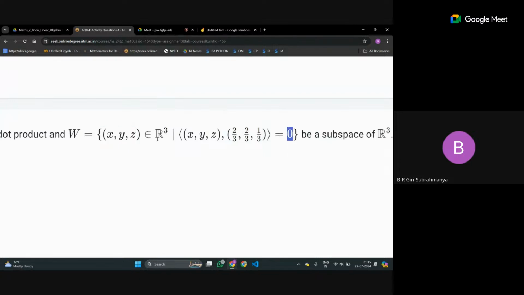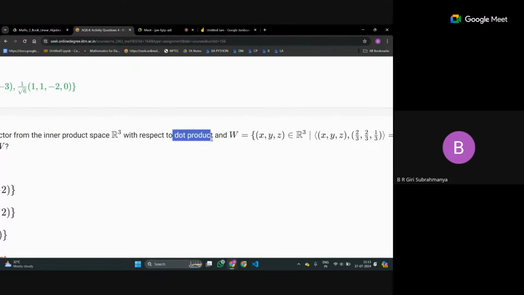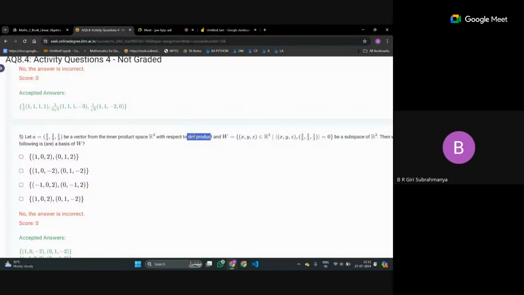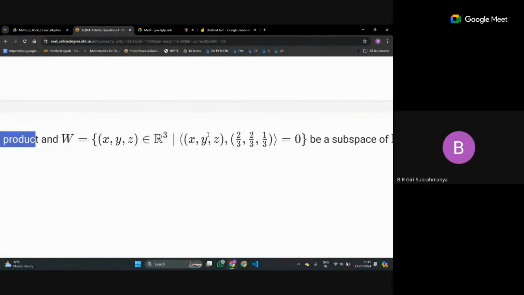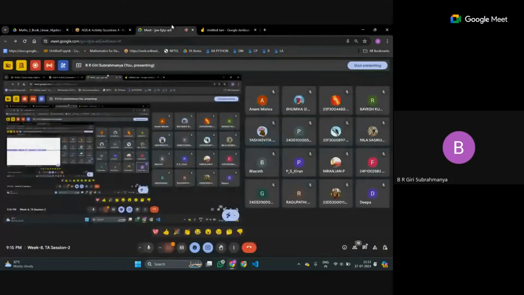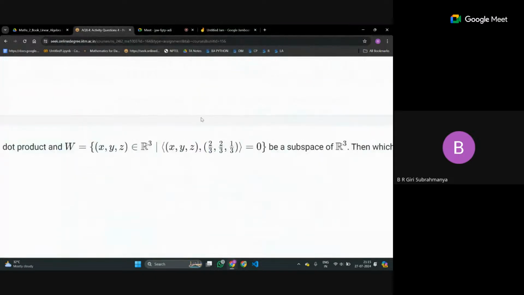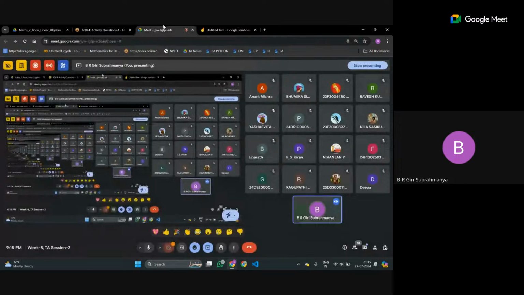They have given that the inner product is the dot product here. So what they are essentially asking is, what is W? W is the set of all the vectors for which the dot product with vector A is going to be 0. So in R3, for every vector there is going to be a plane which is orthogonal to this vector.